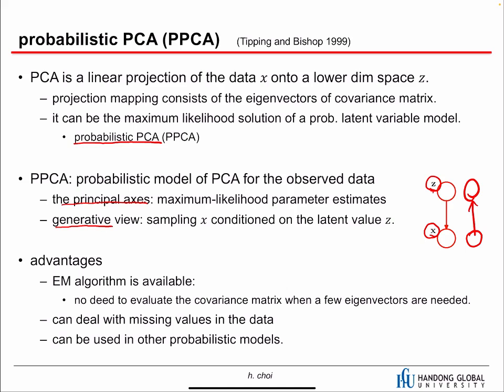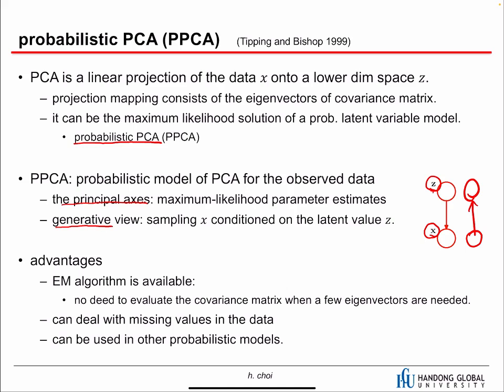When we use the EM algorithm, we don't need to evaluate the covariance matrix when only a few eigenvectors are needed. When we use eigendecomposition, we have to calculate the covariance matrix first, even when we need just a few eigenvectors. Or even with a probabilistic PCA, if we solve PPCA with a maximum likelihood estimate in closed form, then we have to calculate the covariance. But when we use the EM algorithm, we don't have to. We're going to see that later.